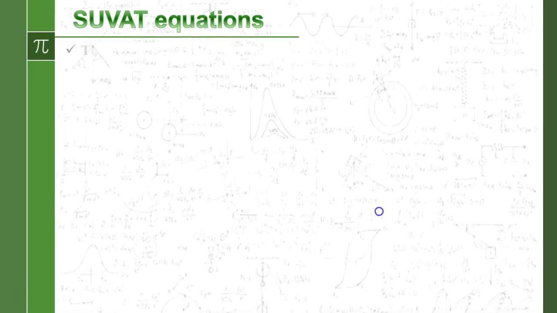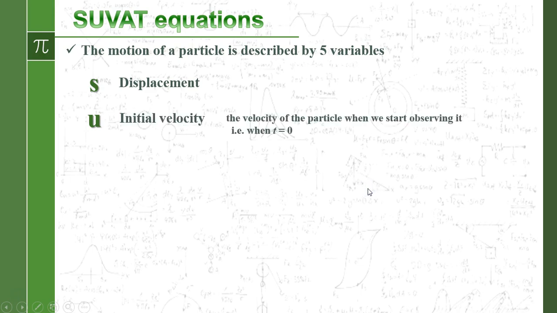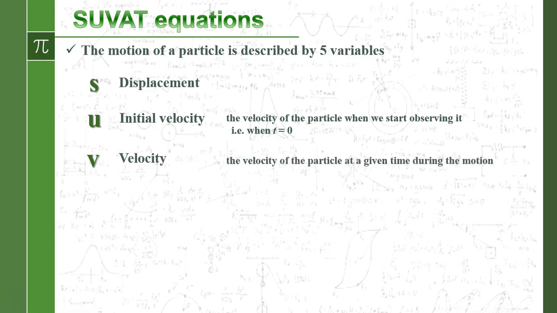So, SUVAT equations, what we've got is a bunch of equations that are being described by 5 variables which refer to the motion of a particle. So we've got S, which is displacement, U, which is initial velocity, by which we mean the velocity that the particle is travelling at when we start observing it, i.e. at the beginning of the motion when t equals 0. We've then got V, which is the velocity at any given point in time during the motion, so there's a clear distinction between these two things here.